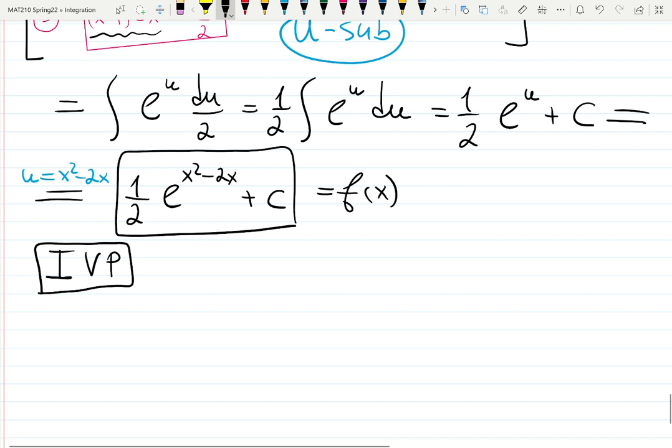Step 2, use the fact that at 2 the function should be 1 to find c. So I'm plugging 2, that's my input, into f of x. F at 2 is 1/2 e to the 2 squared minus 2 times 2 plus c, but that must be 1. Let me put it in blue color. It must be 1. Solve for c.